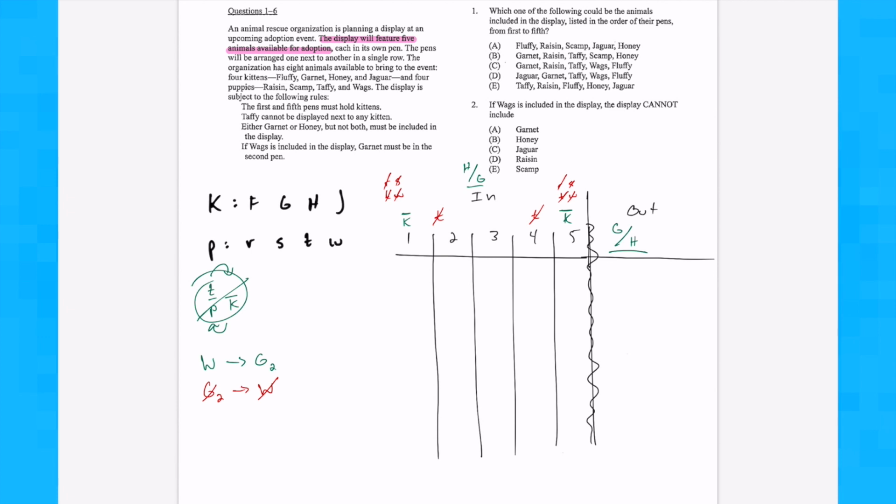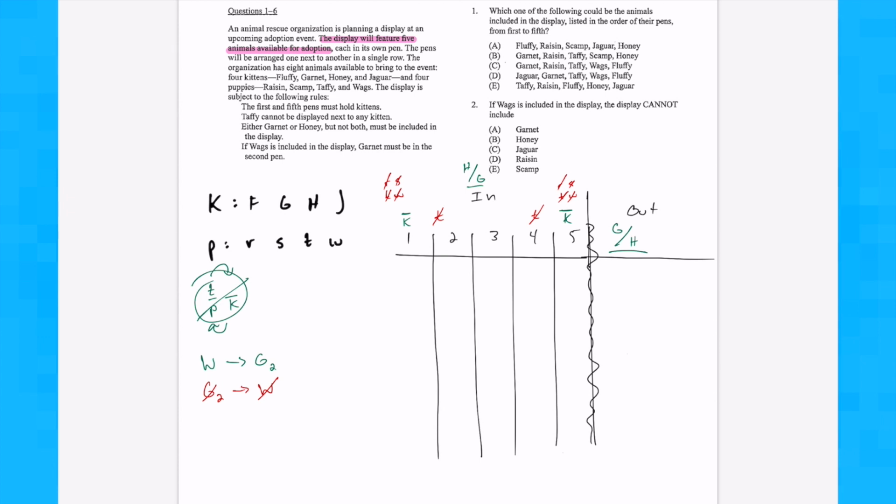As always, deductions are natural consequences of the rules, so as long as we're following the rules, even if we miss a deduction here, it shouldn't be a terribly big deal. Number 1: which one of the following could be the animals included in the display listed in the order of their pens from first to fifth? So that looks like your basic pick a clue style question. I think we can just take one clue at a time and see what's going on.